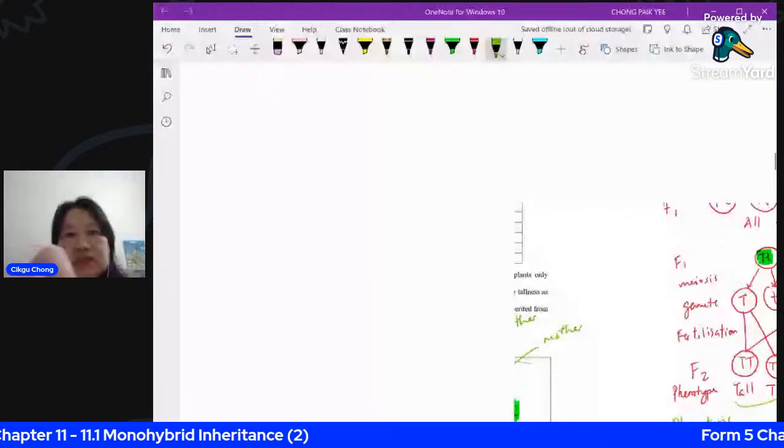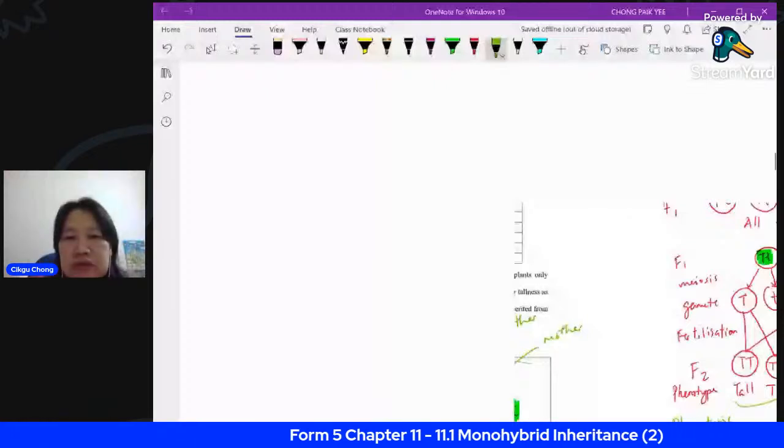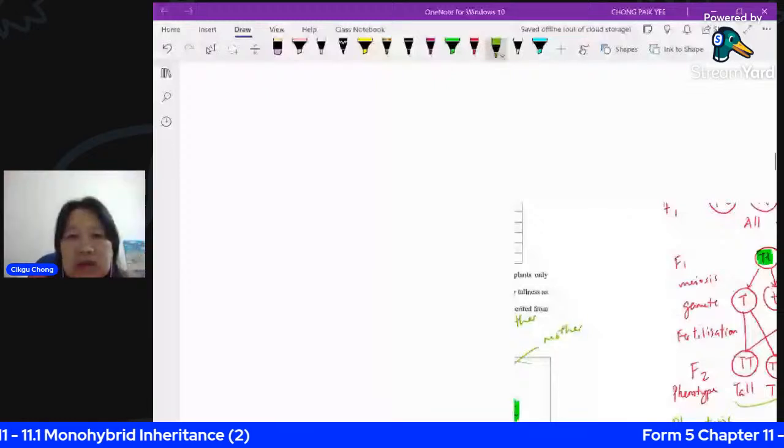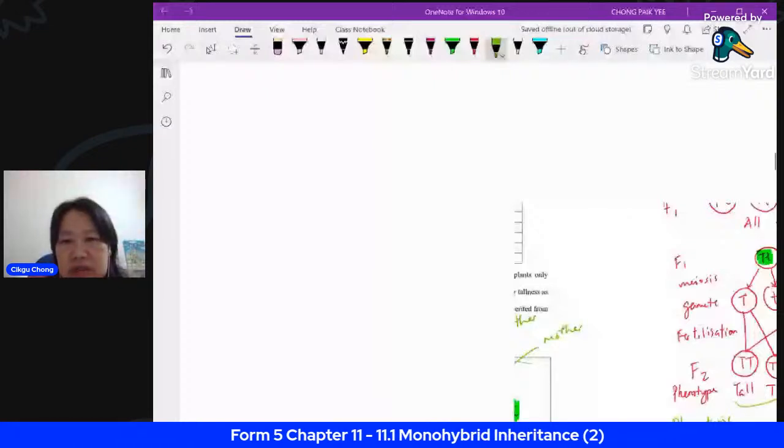And then for the next generation, you're going to have a combination. You have a capital T and a small t for the F2 just now. That's why you're going to get capital T capital T, capital T small t, capital T small t, and small t small t. So you always get 3 to 1.